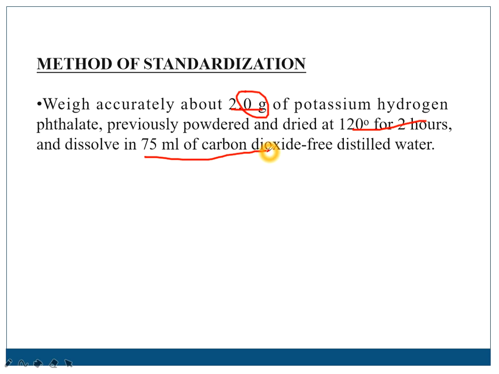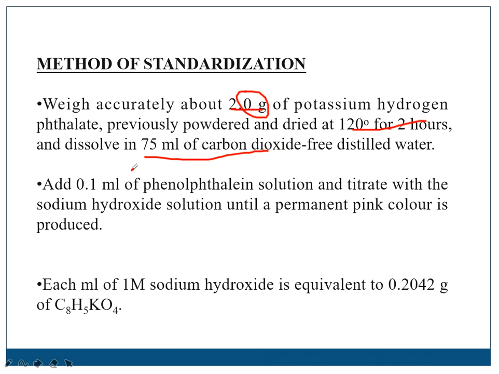Then after complete dissolution of the potassium hydrogen phthalate, you have to add 0.1 ml of phenolphthalein solution. This phenolphthalein solution is the indicator. And then titrate with the sodium hydroxide solution until you get a permanent pink color. So the appearance of the permanent pink color will be the end point of the titration. And for the calculation, each ml of 1 molar sodium hydroxide is equivalent to 0.2042 gram of potassium hydrogen phthalate.